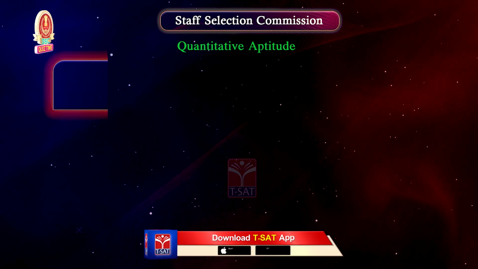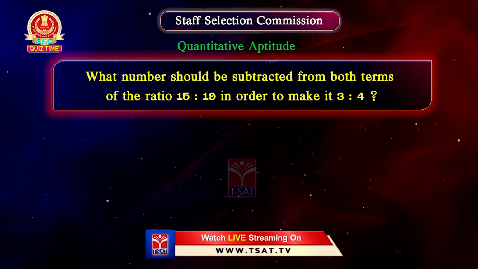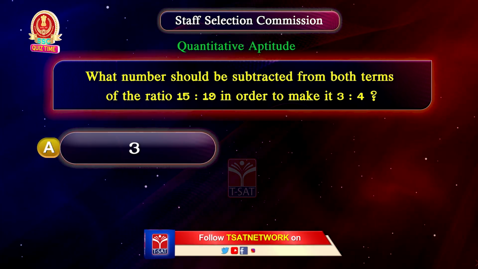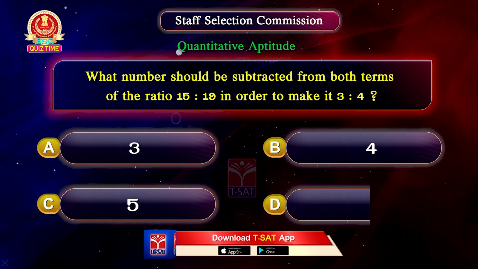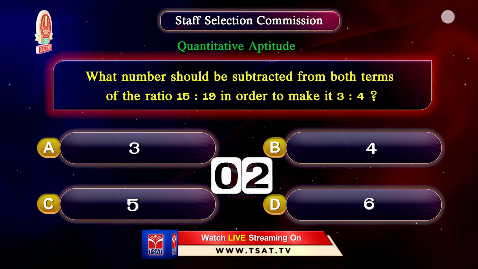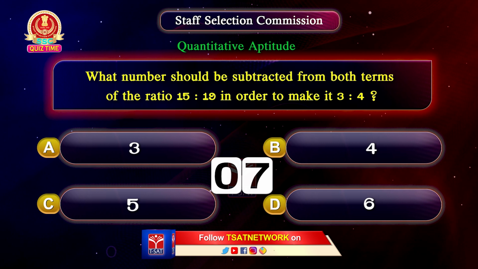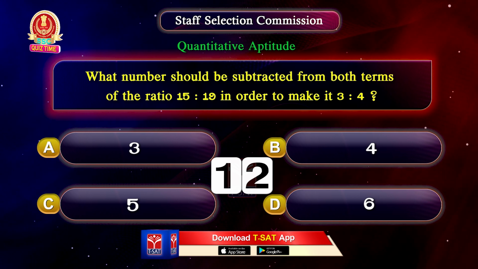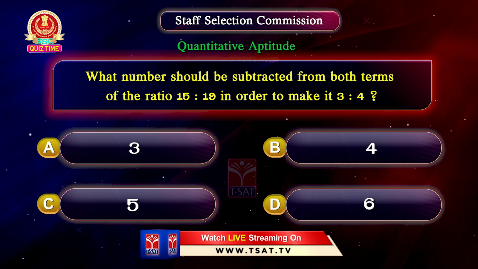Next question. What number should be subtracted from both the terms of the ratio 15:19 in order to make it 3:4? Option A, 3; option B, 4; option C, 5; option D, 6. Your time starts now. The correct answer is option A, 3.